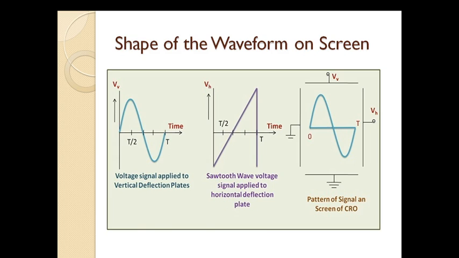The time-based circuit is basically a sawtooth wave generator which is connected to the X plates. It gives the sawtooth voltage to the X plates for horizontal deflection, so that the horizontal deflection coupled with the vertical deflection creates the desired image on the screen of the CRO. So the time-based circuit is basically used to create the shape of the waveform on the screen of the CRO.